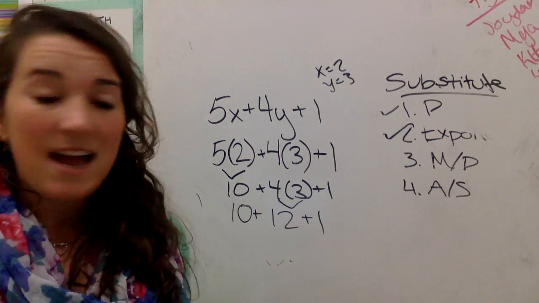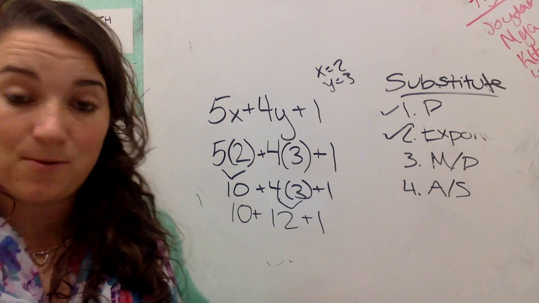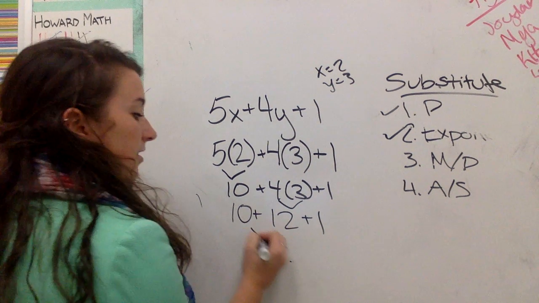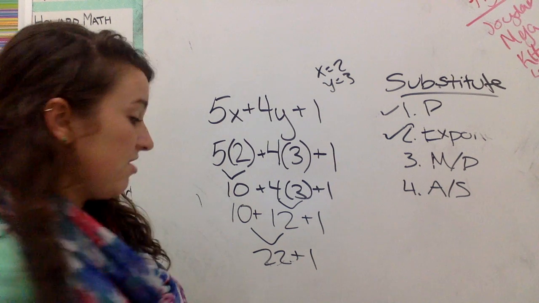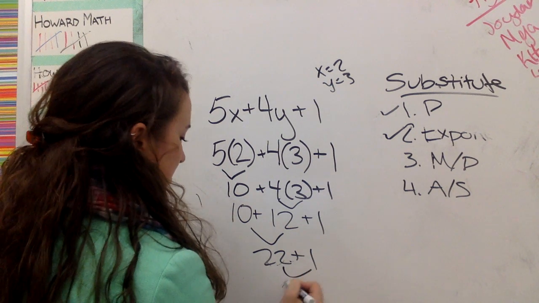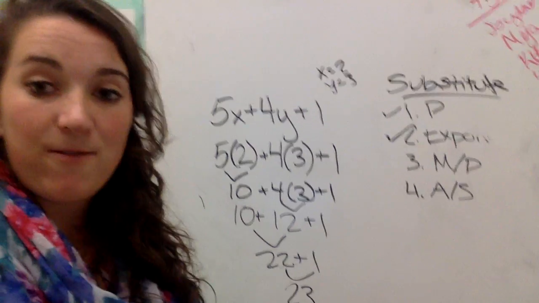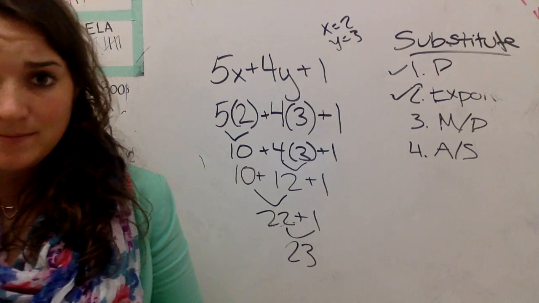Last but not least, I'm going to do addition and subtraction from left to right. So 10 plus 12 is 22. Rewrite the rest of the expression. 22 plus 1 is 23. So my final answer is 23.